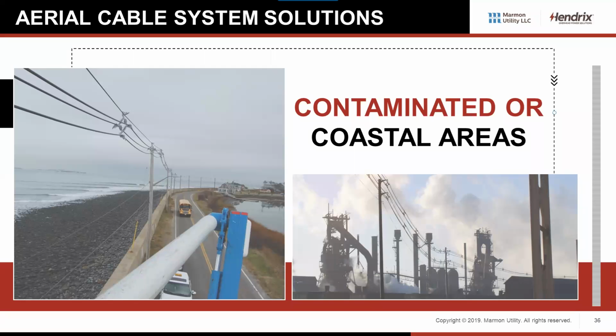Contaminated or coastal areas, we'll always look at not only the level of contamination there, but the amount of annual rainfall. The polyethylene that's used in our insulators and our spacers and the covering of the conductor washes very well, but it requires a certain amount of annual rainfall. So we want to make sure we're meeting that. But we've also got the option of over insulating either the cable or the spacers or the insulators or both to meet whatever requirements are required.